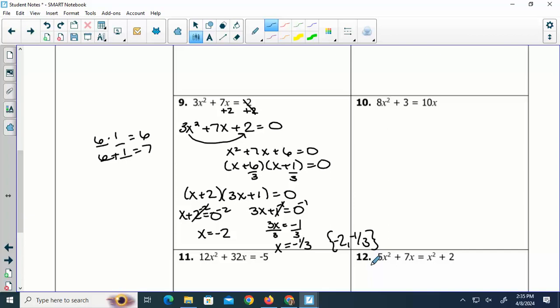And what are some ways you could check to see if those numbers were right? Yep, on the graph, they should be the points where your graph hits the x-axis. If you plug them back in on the table, what's your y equal to? 0. So a couple options for checking. All right. Any questions on those?